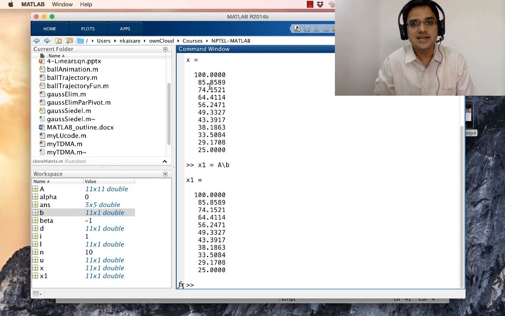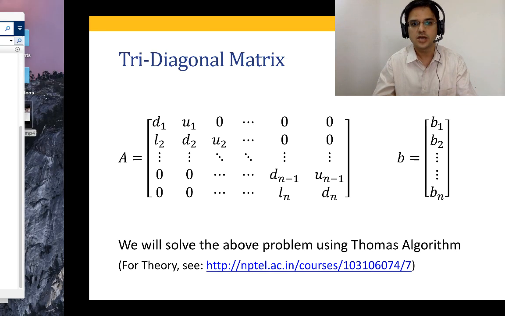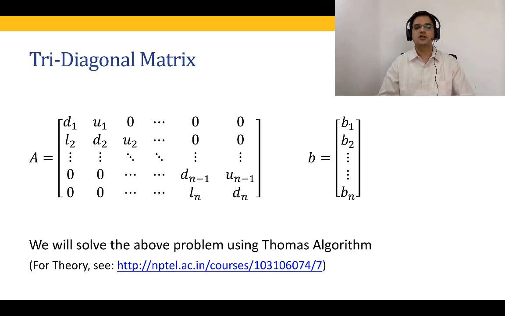So the TDMA algorithm is nothing different. It does nothing different from Gauss elimination with back substitution, except that it exploits the structure of the tridiagonal matrix. That means there are only three non-zero elements in any row, and therefore we need significantly fewer computations compared to a standard Gauss elimination algorithm. So that's what I wanted to cover with respect to the Thomas algorithm.